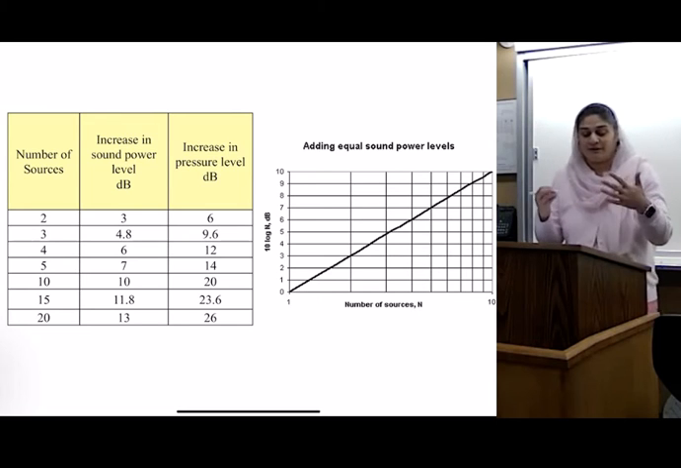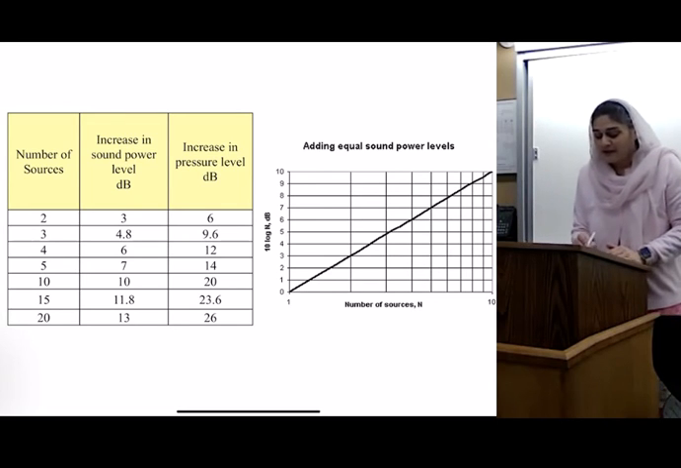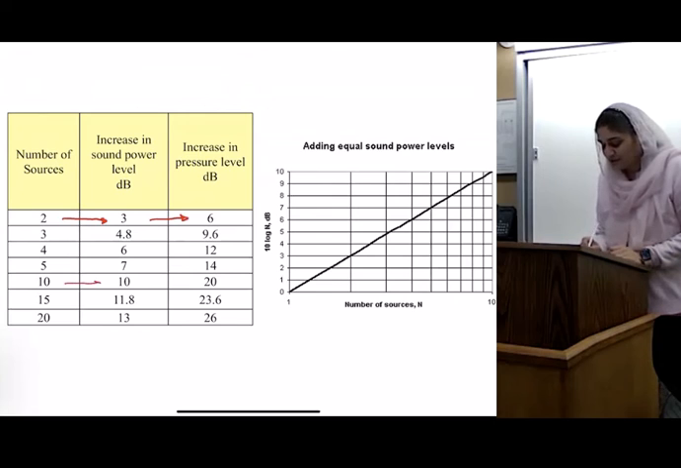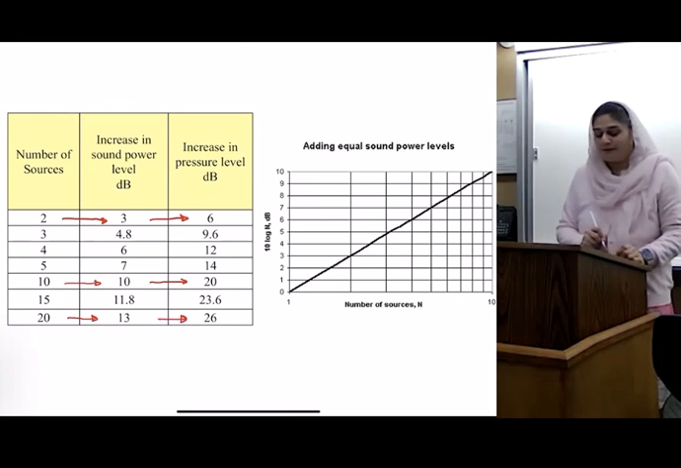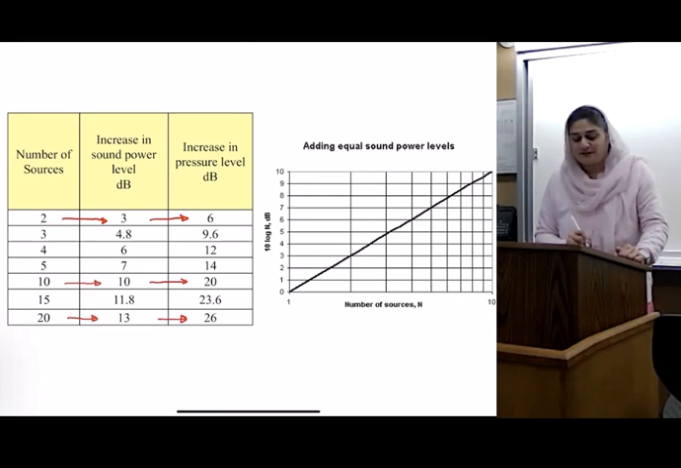This is a very good relationship between how many sources there are and how much the power will increase. So for example, increasing the number of sources to 2 increases the sound power level by 3 decibels, whereas the pressure level increases by 6 decibels. With 10 sources, the sound increases tenfold, whereas if you go to 20 sources, it only increases the power level to about 13 or the pressure level to 26.